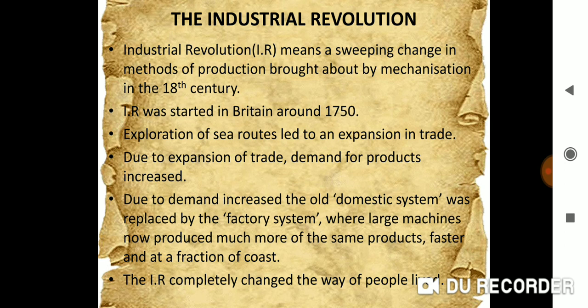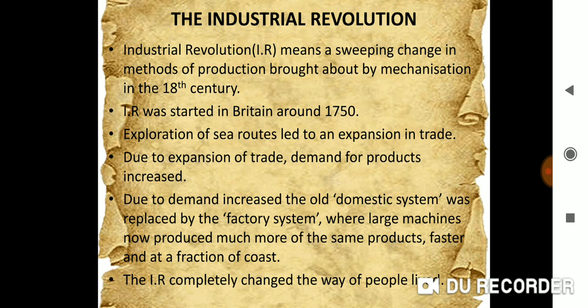Before the Industrial Revolution, there was a handicraft industry. Handicraft industry means through hand, there were no machines. So at that time, the handicraft time, there was very little production, because that was a very time-taking process. But Industrial Revolution means production through machines.